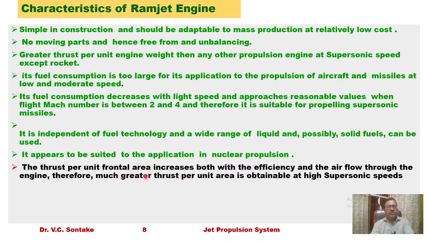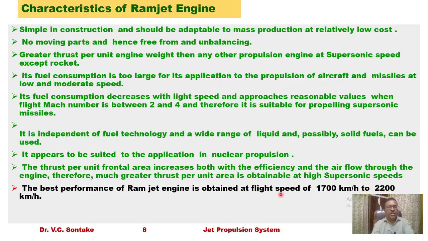The thrust per unit frontal area increases both with the efficiency and the airflow through the engine. Therefore, much greater thrust per unit area is obtainable at high supersonic speeds. The best performance of the ramjet engine is obtained at flight speeds of 1700 km per hour to 2200 km per hour. An application is in supersonic missiles and bombs.